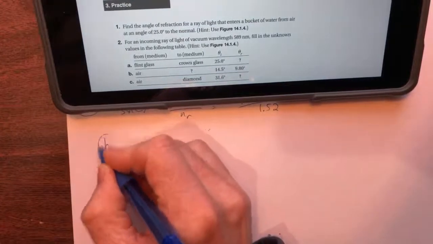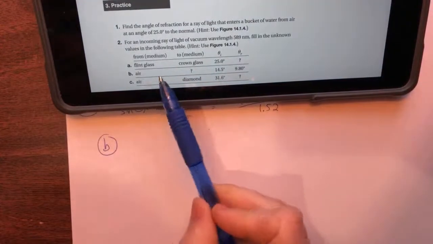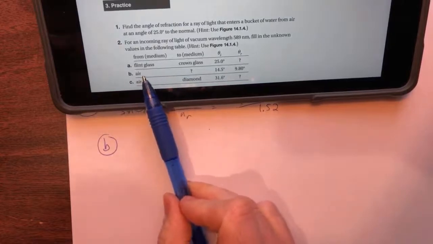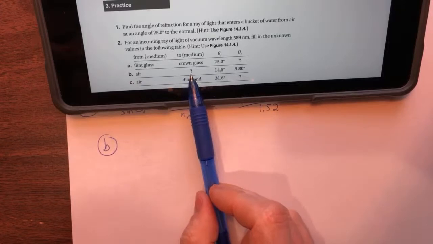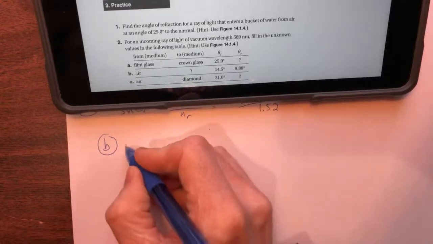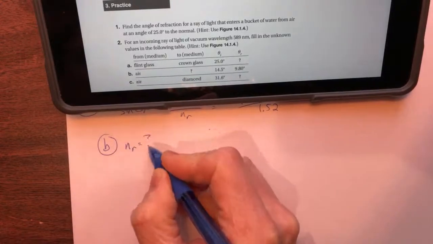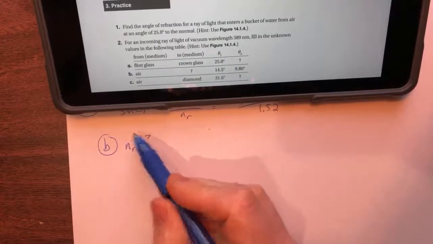B. All right, in this one, we actually have both of the angles, but we don't have the medium. So what does that mean? That means we need to solve for your NR, your index of refraction of the material that it's going into.